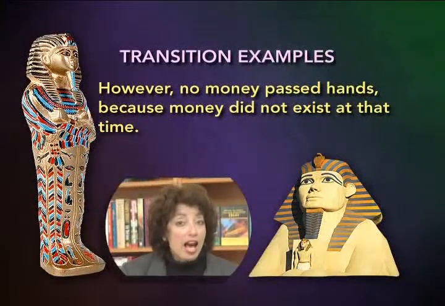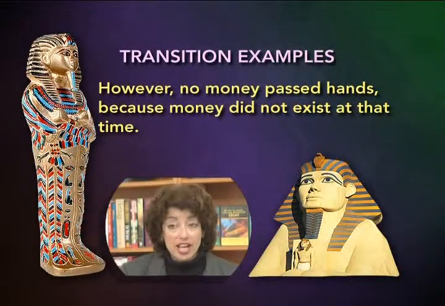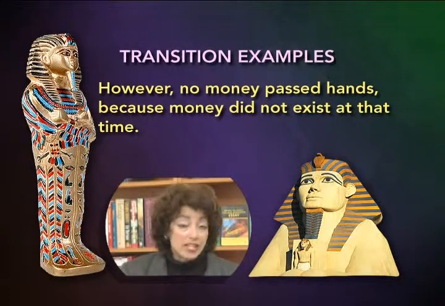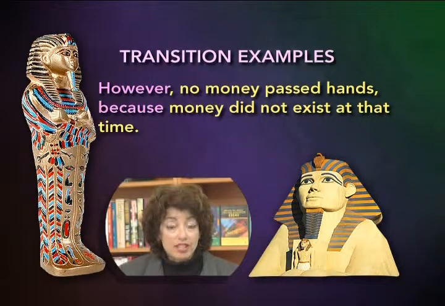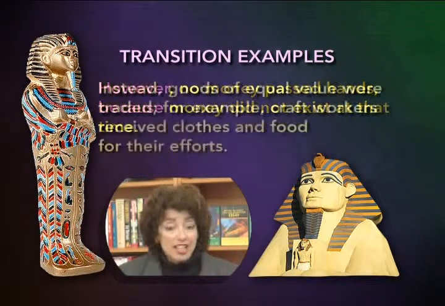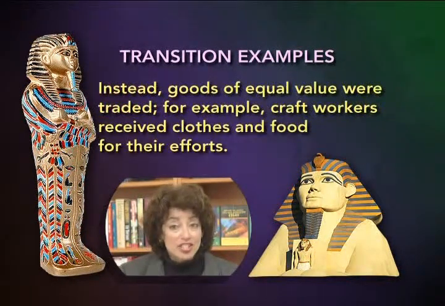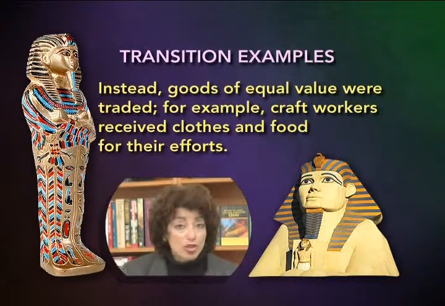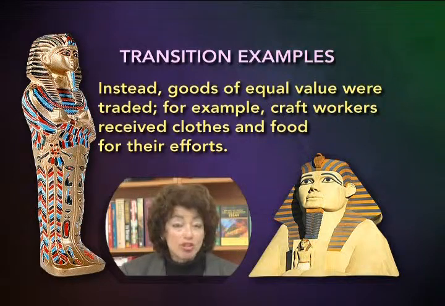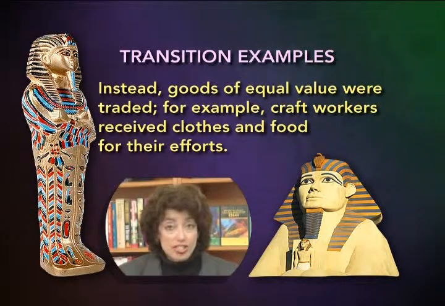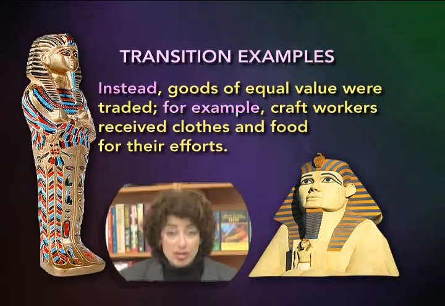Another example: However, no money passed hands because money did not exist at that time. This sentence has two transitions, however and because. Therefore, I'm linking it by showing two different relationships that make logical sense. And finally, here's another example. Instead, goods of equal value were traded; for example, craft workers received clothes and food for their efforts. Notice the transitions instead and for example.